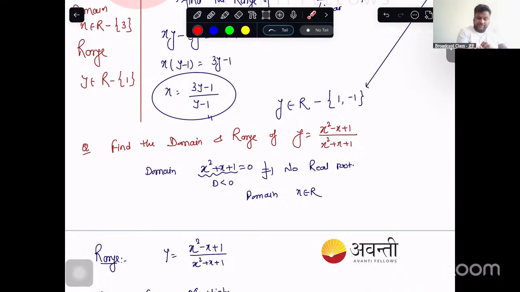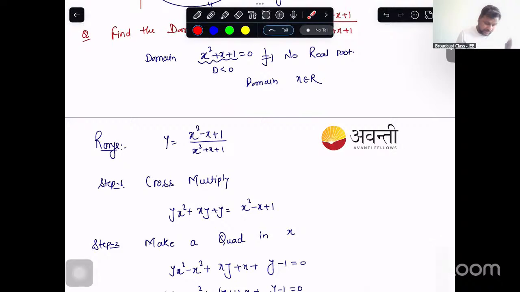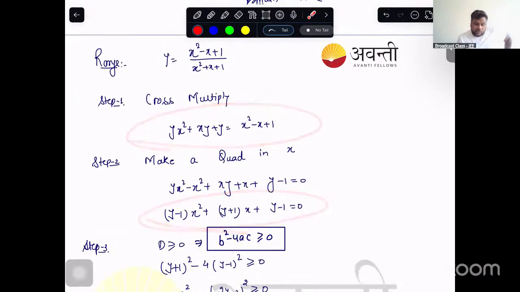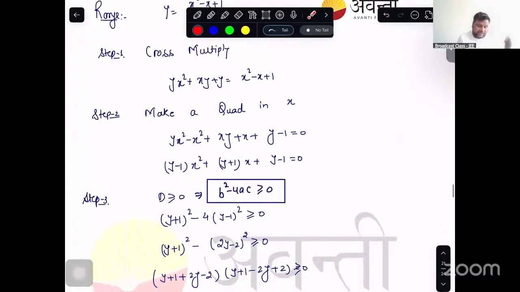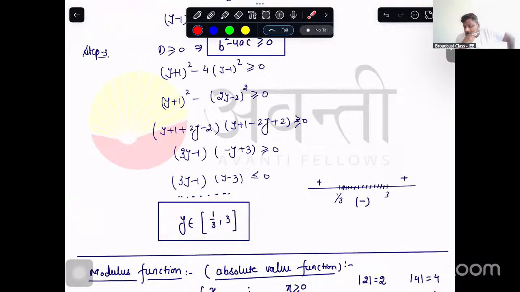What did I do? I simply cross multiplied it. Cross multiplied with y equals x square minus x plus 1 upon x square plus x plus 1. After cross multiplication, we made a quadratic in x. For this quadratic, do D more than or equal to 0, meaning b square minus 4ac more than or equal to 0. With this, you get y as [1/3, 3]. Have a look. Any problem with this? Got it?